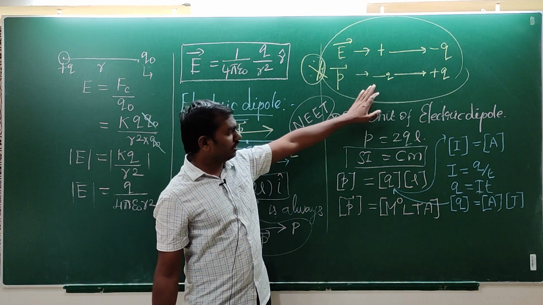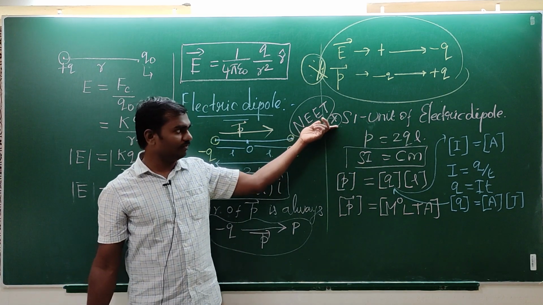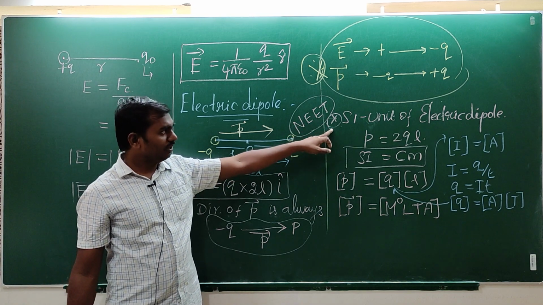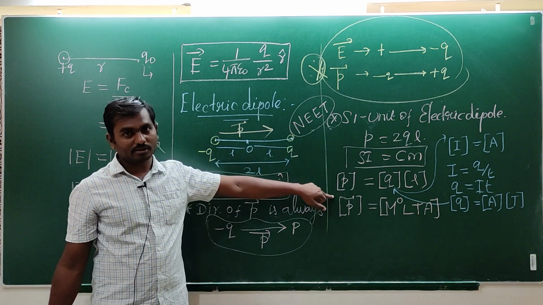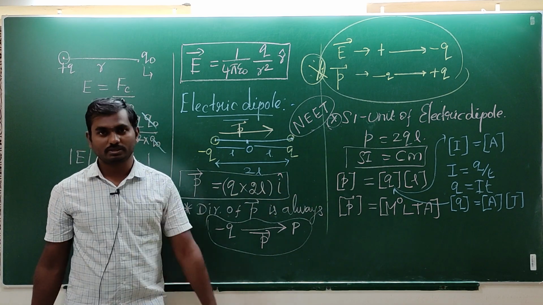And another possible way of question பார்த்தீங்கன்னா நமக்கு SI யூனிட் என்னன்னு கேட்கலாம். மோஸ்ட்லி CGS கான்சன்ட்ரேட் பண்ண மாட்டாங்க. SI யூனிட், அடுத்து what is the dimension of electric dipole moment. Okay, so இதுதான் possibilities of questions.